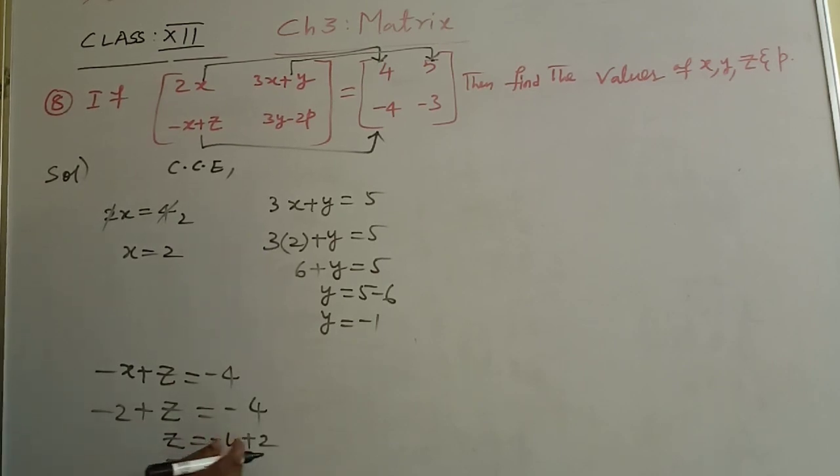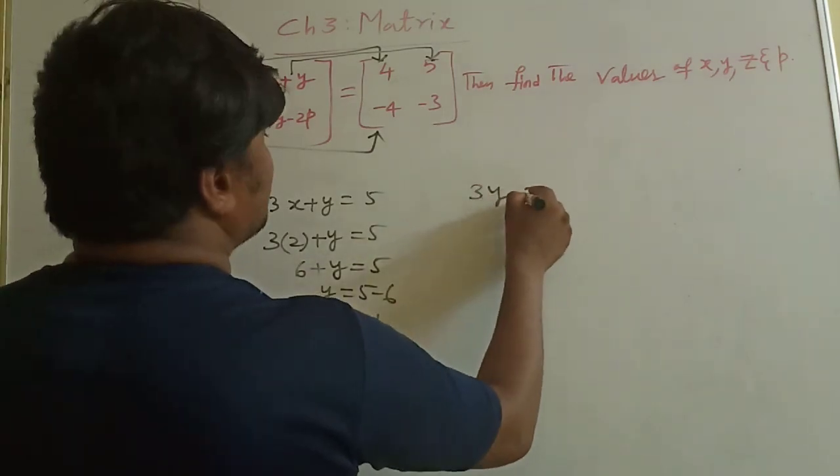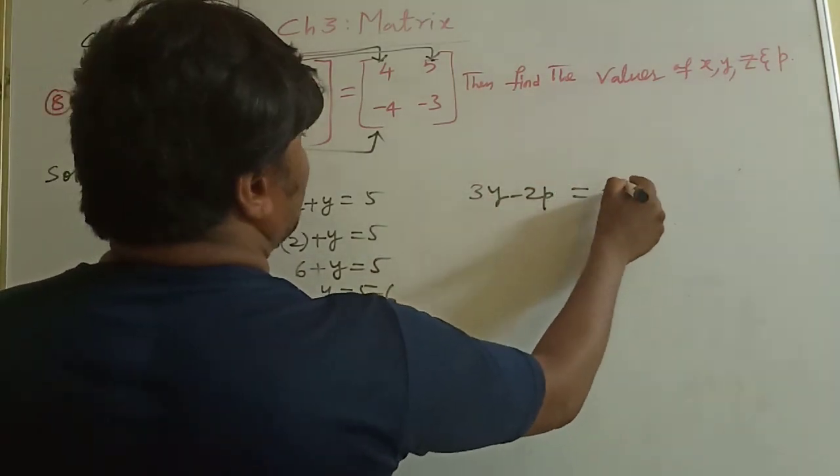Z is equal to minus 4 plus 2, which is nothing but minus 2. So you got the x value, y value and z value. Now we are going to find the p value. So what is the next one here? It is 3y minus 2p is equal to minus 3.